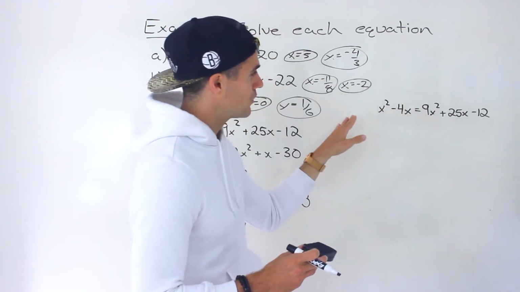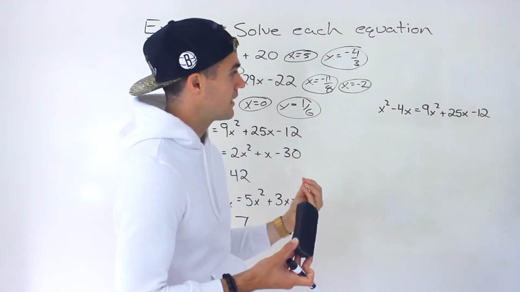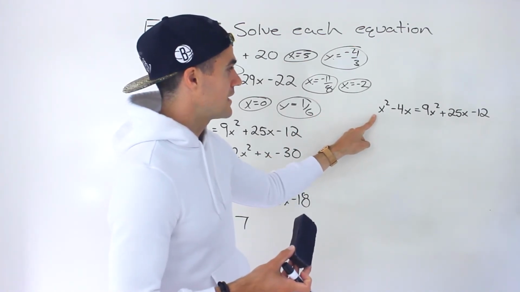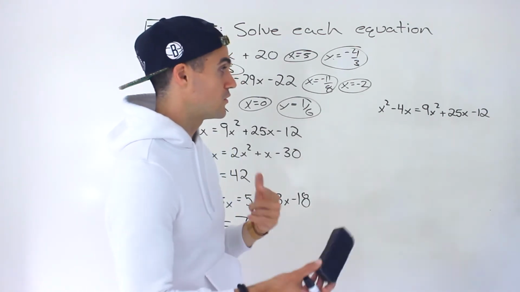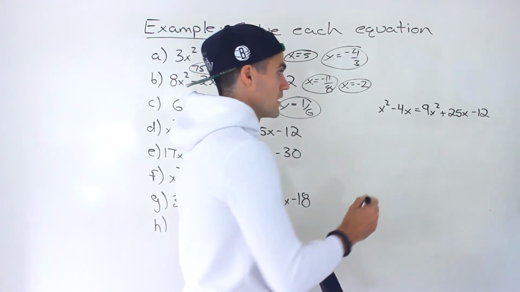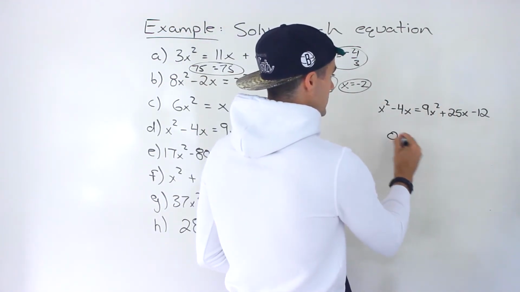Because if we bring this over, you can bring everything over to whichever side. You're still going to get the same solutions in the end. It's just then you're going to be dealing with a negative leading coefficient. Then you got to worry about taking out a -1 before you do the factoring by decomposition. So personally, I'm just going to bring everything over to the right side.